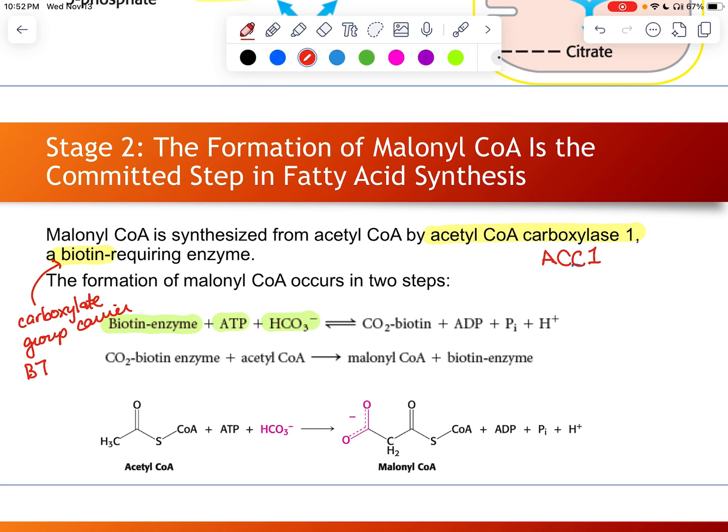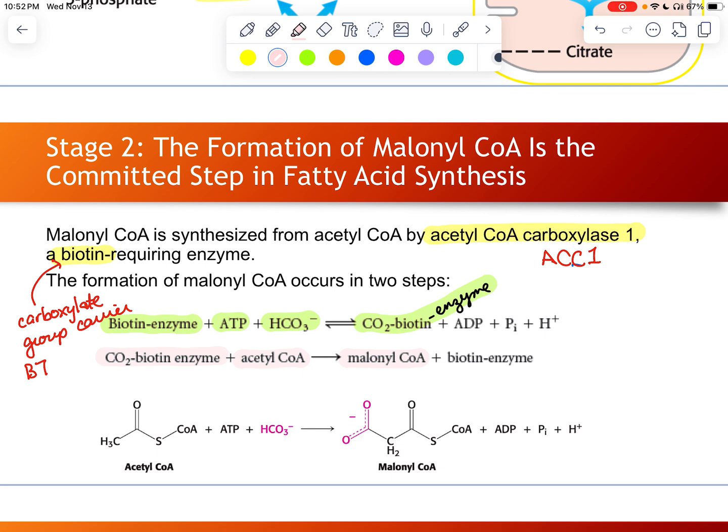So then, and there's a little typo here, this should still have the enzyme. So we still have the enzyme bound to the biotin, but now over here on the right, it's grabbed that carboxylate group. Okay? Then we're going to see in the second step that it takes that carboxylate group and reacts with acetyl-CoA to add that carboxylate to the acetyl-CoA.